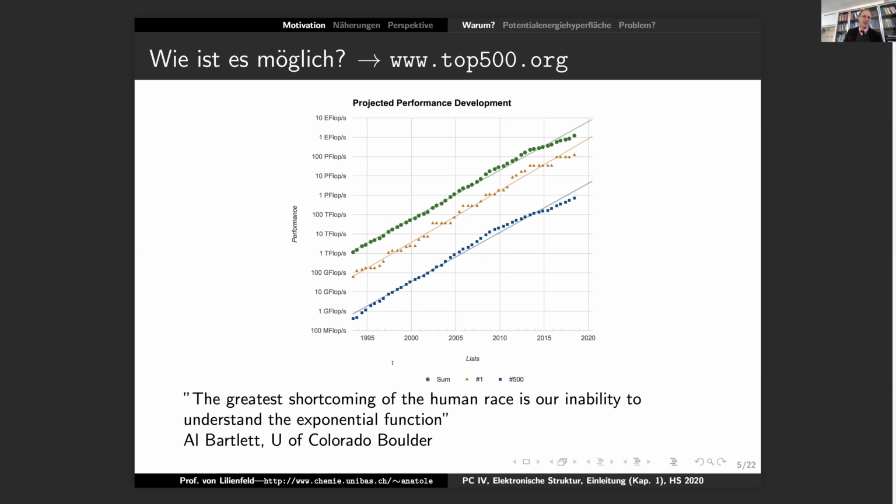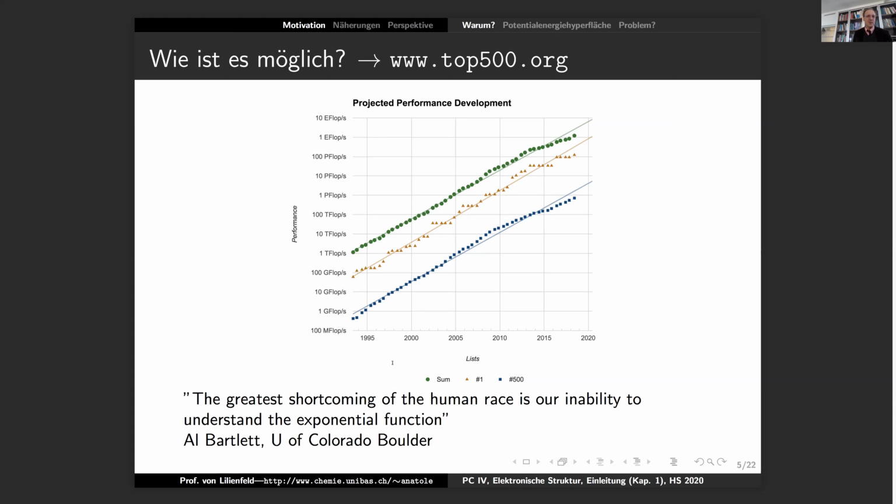Al Bartlett, whose quote I pasted below the graphic, was a physics professor at University of Colorado Boulder. He stated that one of the greatest shortcomings of the human race is to understand the exponential function. You can see this in the current pandemic. When there are waves coming in infection numbers, the response is either way too late or way too early. It's hard for humans to respond to exponentially governed processes.